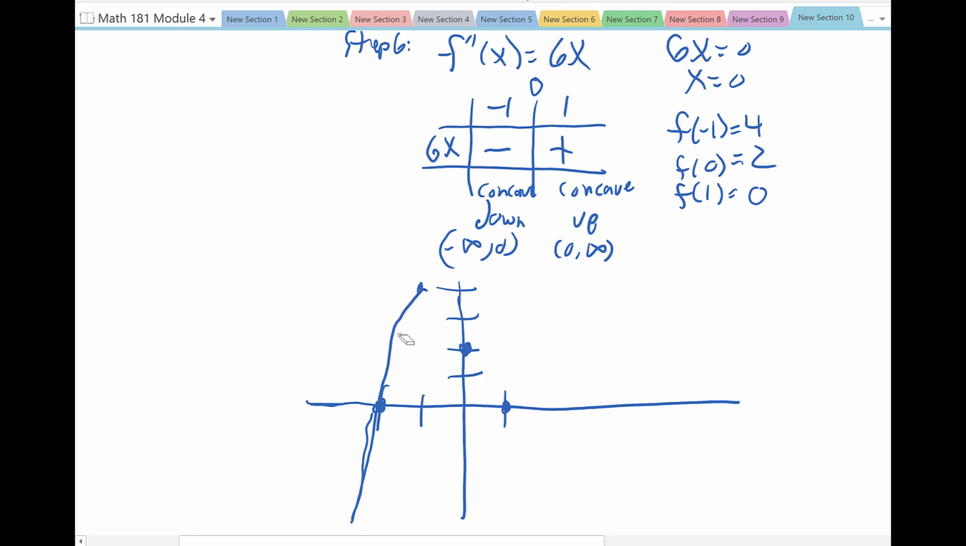In fact, why don't I change the color of this to red? It's going to come up, peak there, and come down, and then it's going to bounce and go back up again, because that's a local minimum. So it looks roughly like that. Local max, local minimum. And we can see at this point here, that's our inflection point.